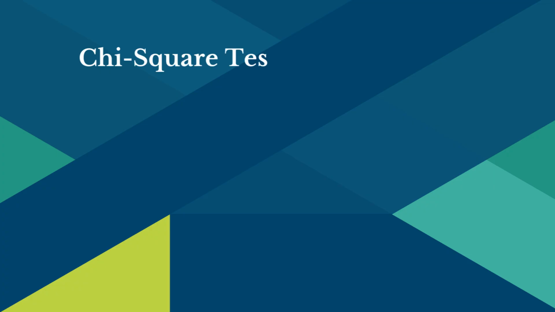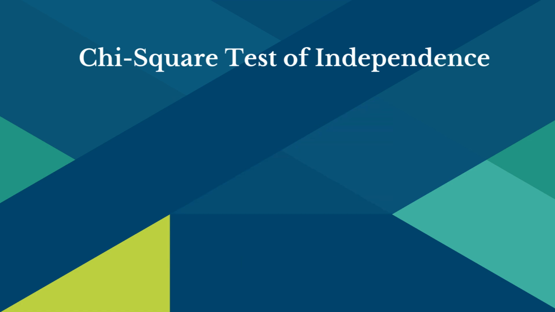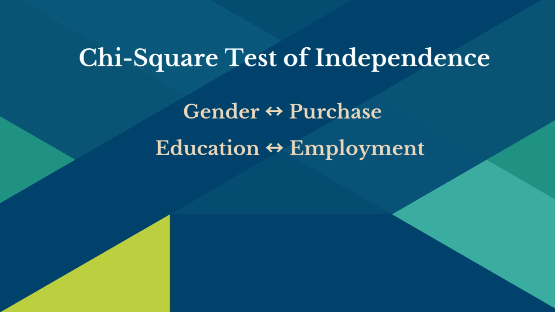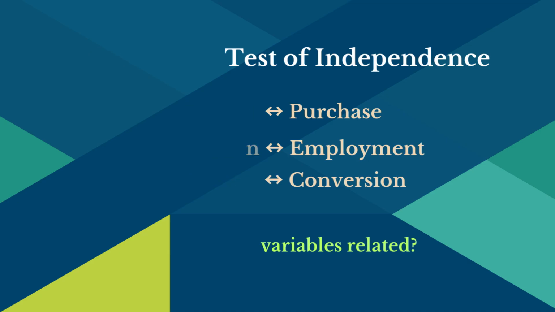First and most commonly used is the chi-square test of independence. We use this test when we want to know whether two categorical variables are related to each other or whether they are independent. For example, does gender influence purchase decision? Is education level related to employment status? Does device type affect website conversion? Here, the question is simple but powerful. Are these two variables connected or not? Chi-square test of independence helps us answer exactly that.